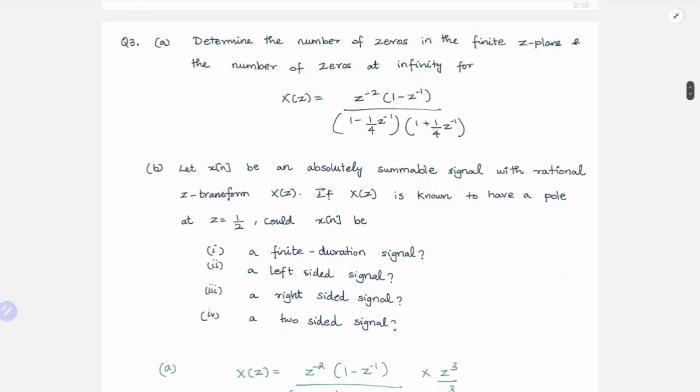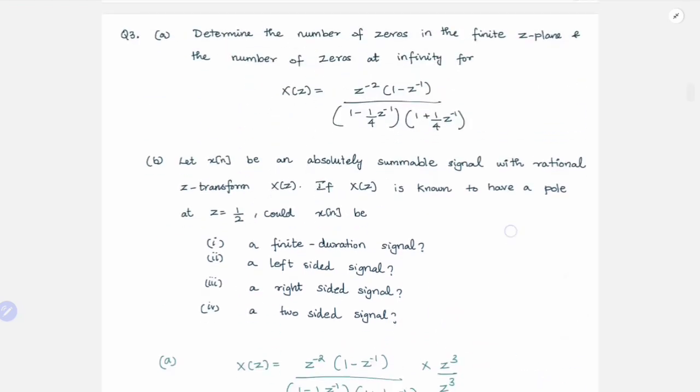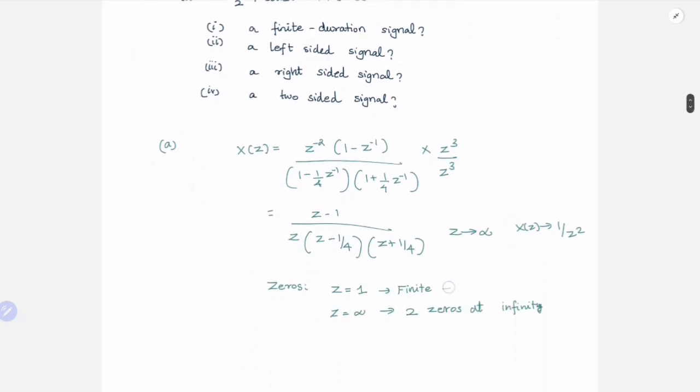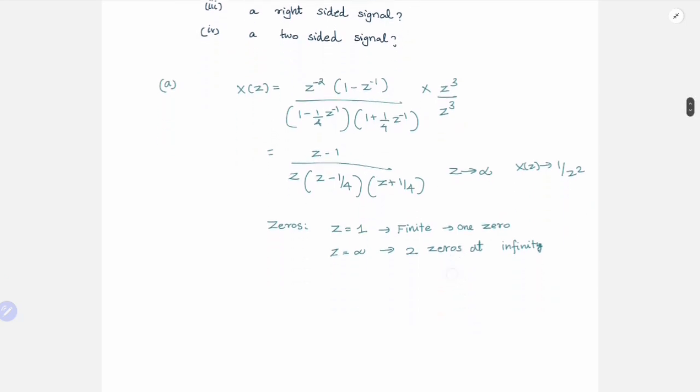So that is what they have asked. Number of zeros at infinity and number of zeros in the finite z plane. So 1 zero at finite z plane and 2 zeros at infinity.